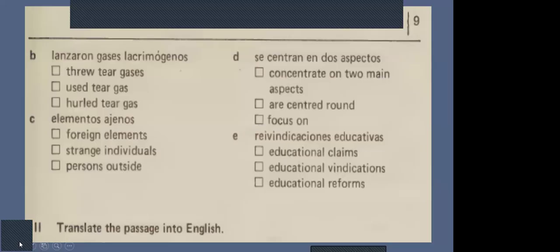Thank you. Thank you very much. Okay. Agreed. So what about "se centran en dos aspectos"?